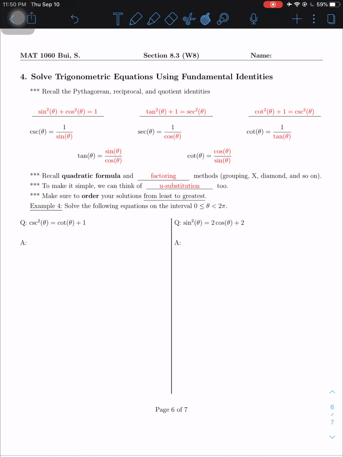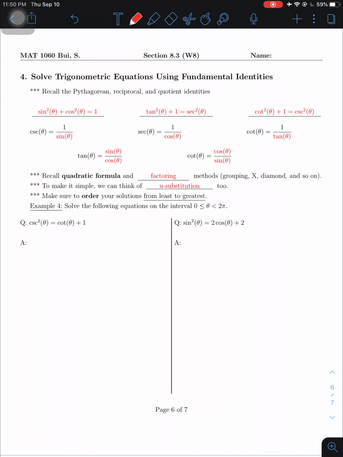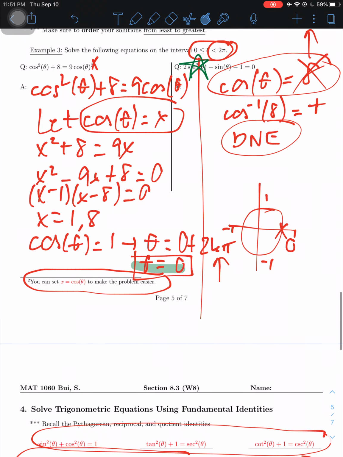So bear with me. Just a little reminder about all the things that we had in the past. We have the Pythagorean identities, these three, and we also have the reciprocal identities and the quotient identities, all the important identities that we learned from chapter 7. And quadratic formula, we just have a flavor of it. We can use the X method, using X for substitution, if you have a function that repeats by itself more than once. And to make it simple, we can think of it like U substitution, like what I did in here by using X.